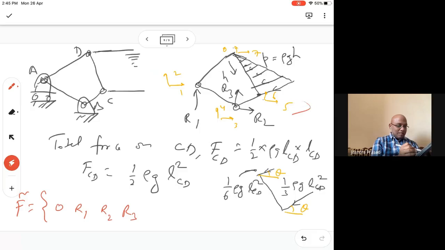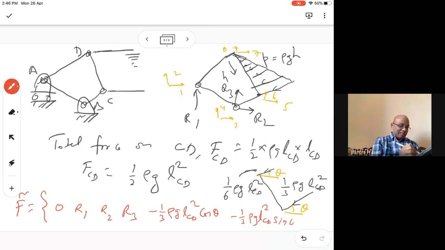so positive is this way, this being negative, so we have to take minus sign as well and cos of this also. So that means you will have minus 1/3 rho g L C d square cos theta. So that's what we will get. And then this will be sine theta, but this will be downwards just because we have it like this one, hence we have minus sign. If we had it like this, then no minus sign, we would have plus sign. So here we will write minus 1/3 rho g L C d square sine theta.